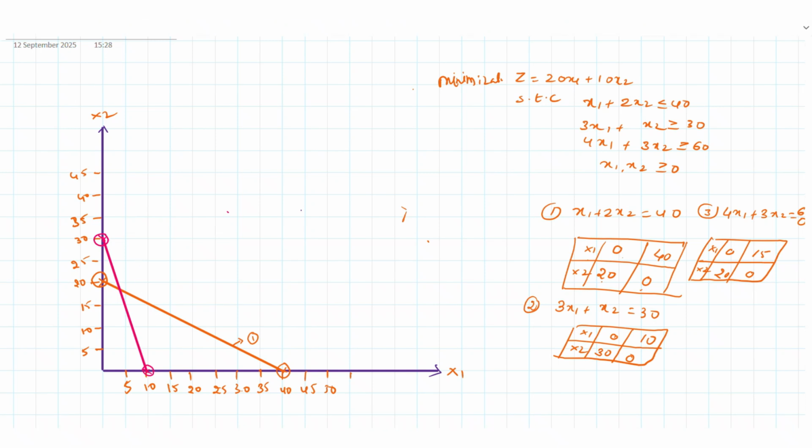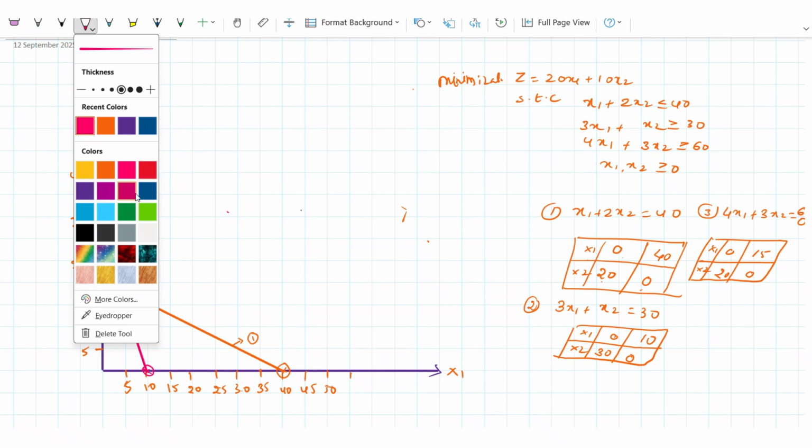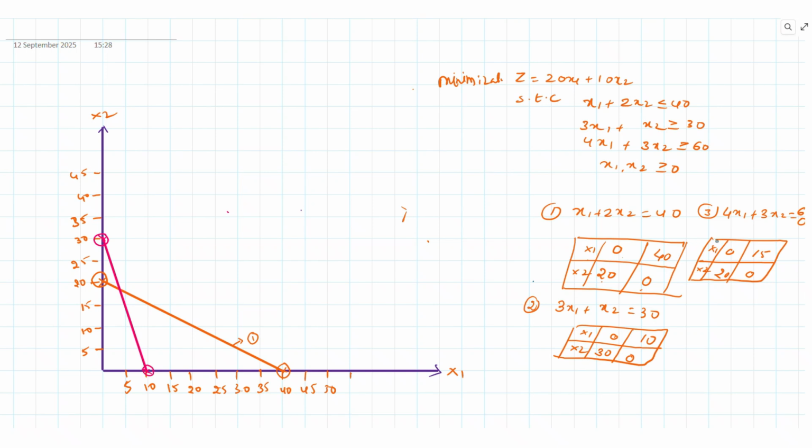Again I will change the color for understanding purposes. For the third equation, 4x1 plus 3x2 is equal to 60, when x1 is 0, x2 value was 20, and when x2 is 0, x1 value is 15. We will join these two now. So now we have plotted all three equations in the graph.